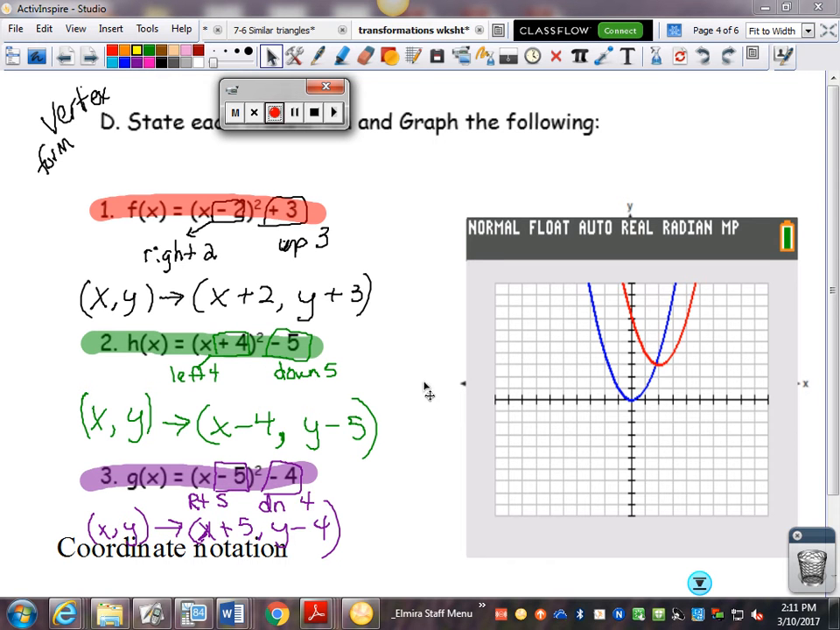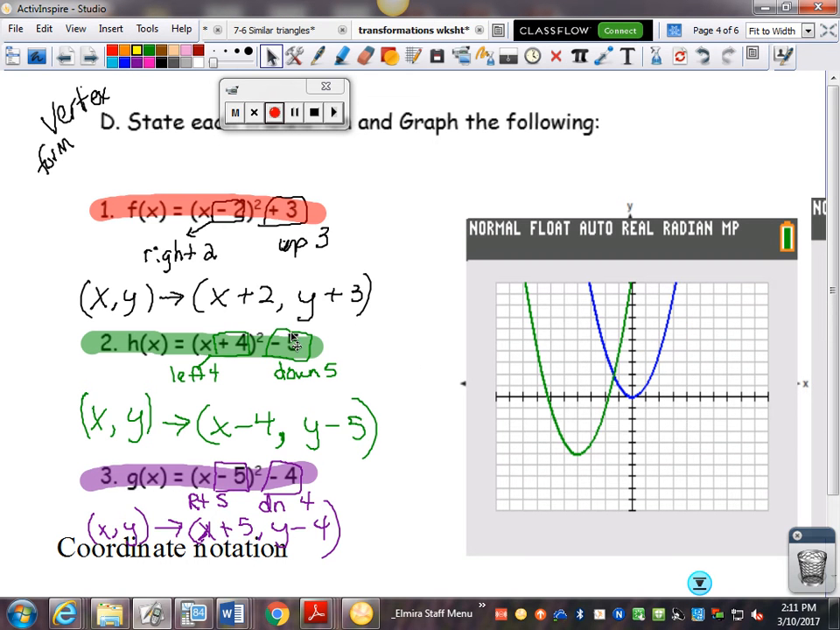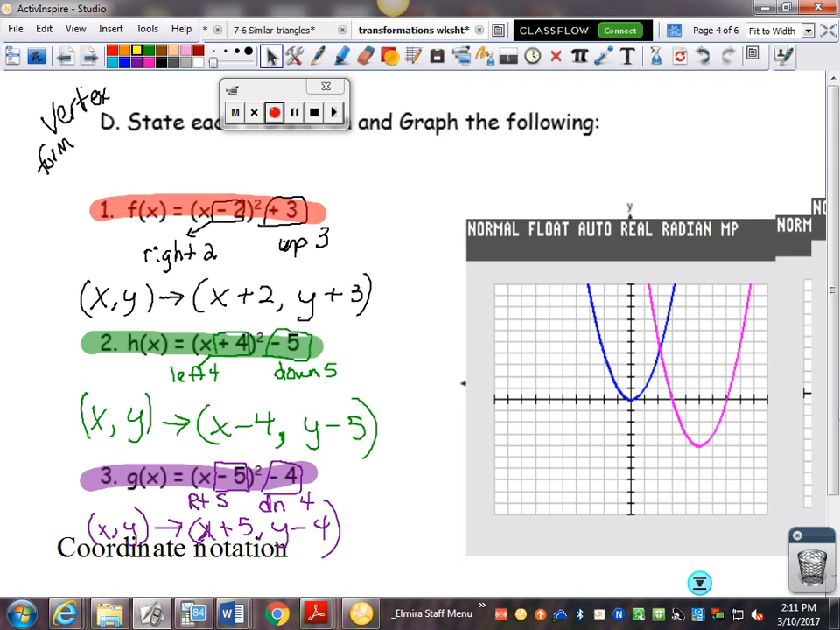The green one has a plus 4 and a minus 5. And as you can see, that moved it left 4 and down 5. Left 4, down 5. And here's our coordinate notation with minus 4 and minus 5. And a minus 5 moves 5 to the right, and a minus 4 at the end moves 4 down. And here's our coordinate notation, plus 5 and still minus 4.